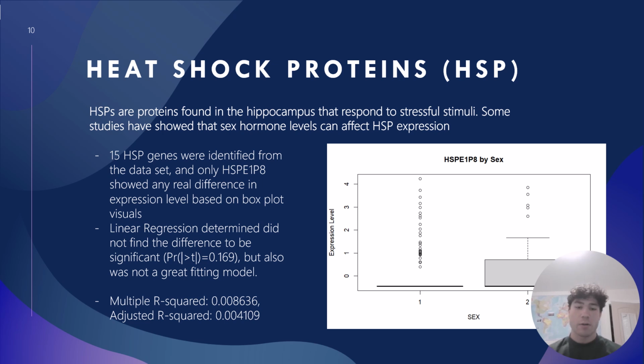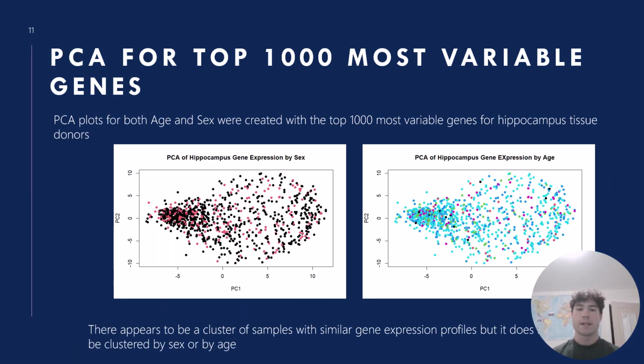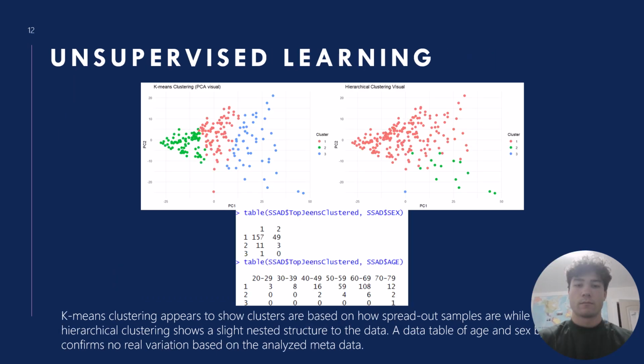I ran linear regression on this one. It didn't determine it to be significant, and it was also not a super great fitting model for that one either. So next I ran PCA for the top 1,000 most variable genes, and you can see a little cluster of similar gene expression profiles. But I also color coded the plots by sex and by age, and neither of those two factors seem to be contributing to that cluster at all.